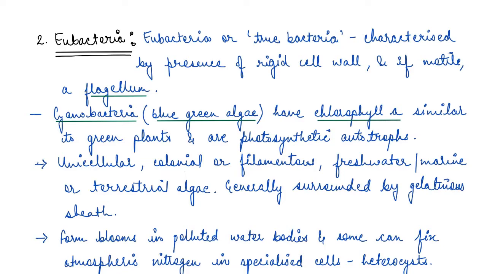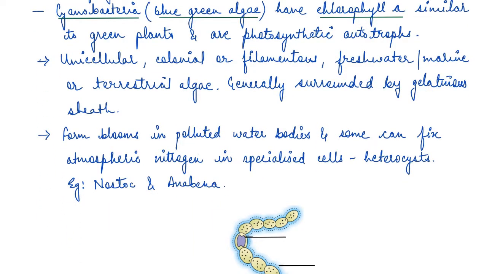Now the next point is they form blooms in polluted water bodies, and they can fix atmospheric nitrogen in specialized cells, which are known as heterocysts. So you will see in very old lakes, where the water has been there for a longer time, a lot of blooms of these bacteria, and they can fix atmospheric nitrogen in specialized cells known as heterocysts.